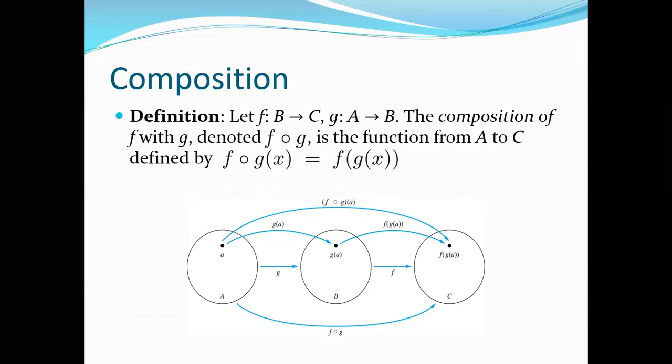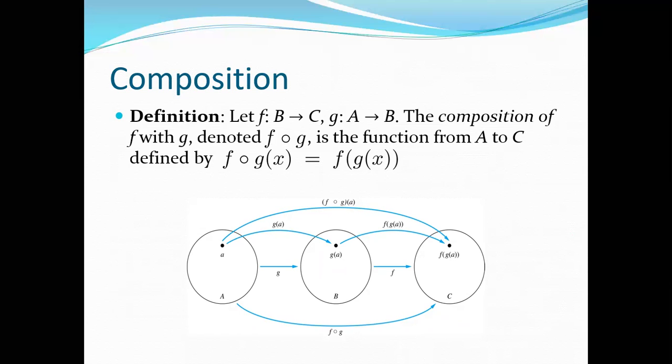So in this case, I've tried to draw a picture illustrating what's happening. You start with A on the left, and then you have B, and then you have C, correct? A is the domain of G, B is the codomain of G, but B is the domain of F, and C is the codomain of F. Does that make sense? Okay.